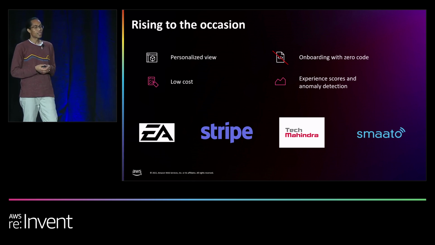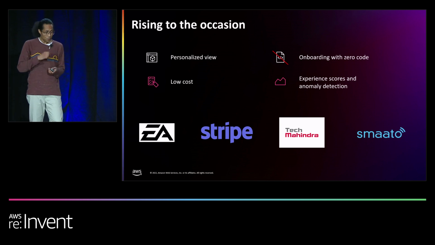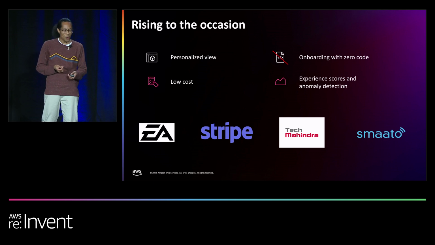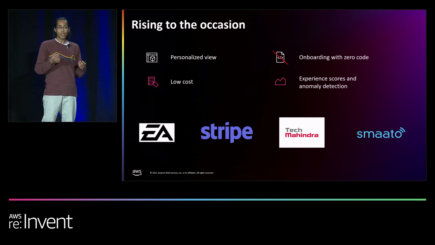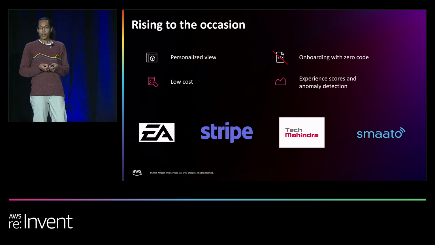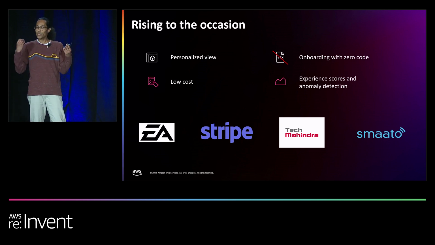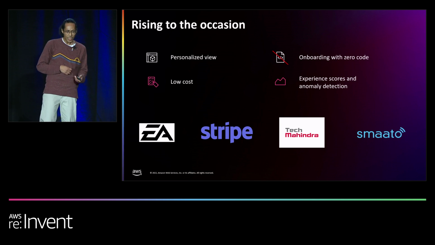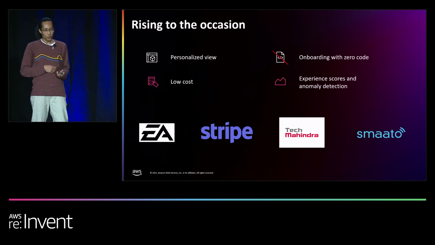And if we talk about some of the customers that have helped us to shape this product, we can think of the top-selling games of EA Sports, or the payment processing of Stripe, or the IT business solutions of Tech Mahindra, or the ad delivery network of Smato. Every single one of those businesses, what they have in common is they rely on internet delivery. And it's been very useful to receive their feedback to help shape this product.